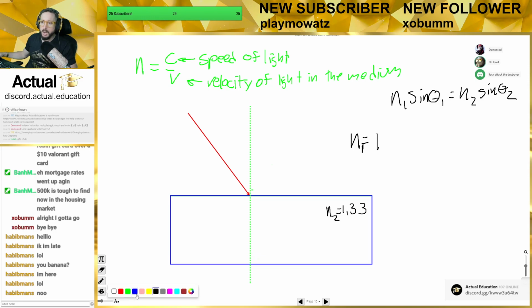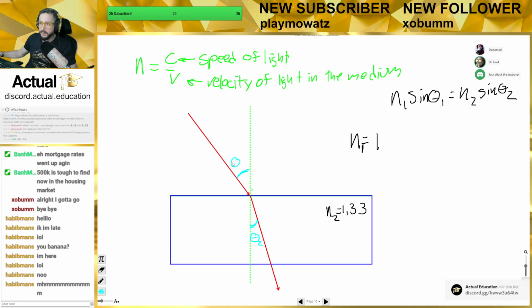You then need to draw a second ray, but that ray is going to have a different angle. It bends a bit. The angle of refraction is going to be right here. This is what we're going to call theta 2. These angles, theta, always make the angle with the normal line.